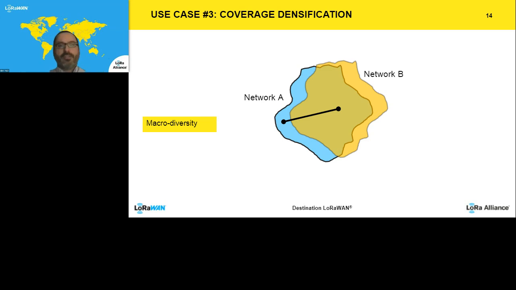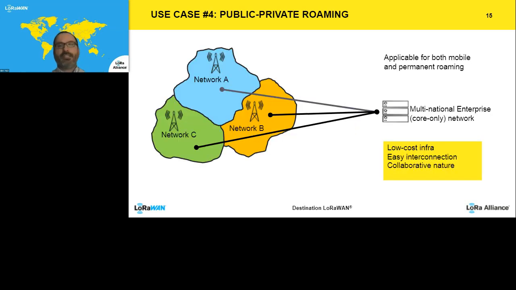So the next use case we have is where we're able to mix public and private networks. In the legacy technologies and in other, more specifically cellular IoT technologies, roaming is typically between public networks. Only public networks would set up roaming with the other ones, and usually those are large networks. With LoRaWAN, we have the ability to set up roaming between public and private networks.